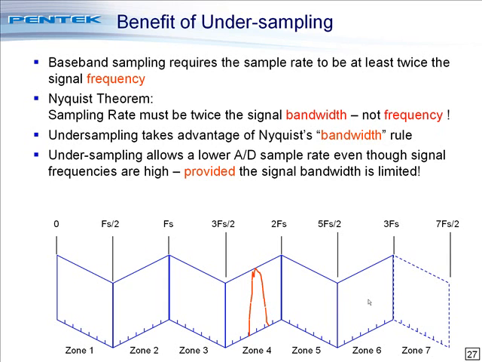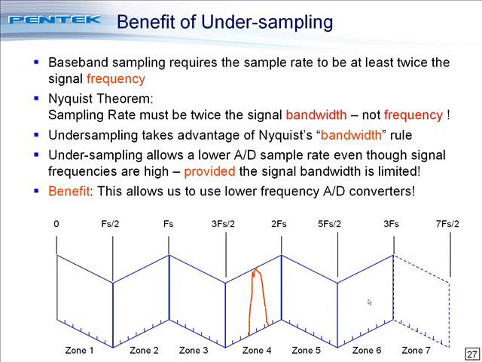That's the but. The benefit, if you can achieve this, is that it allows you to use a lower frequency A to D converter than otherwise. For example, if you had to use an A to D converter that was twice the frequency of the signal in zone 4, you would have to use a sample rate perhaps 4 or 5 times higher than Fs. So it could be a much more expensive, larger, and lower resolution A to D converter.